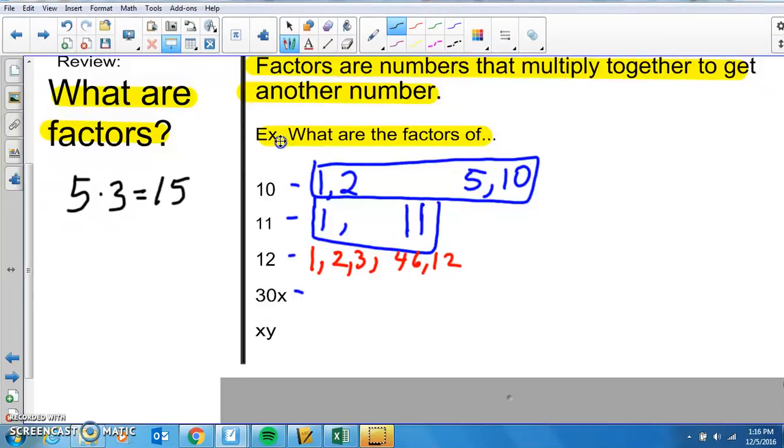All right, let's now go to 30x. Board's messing up, so give me just a second. All right, so let's go to 30x.